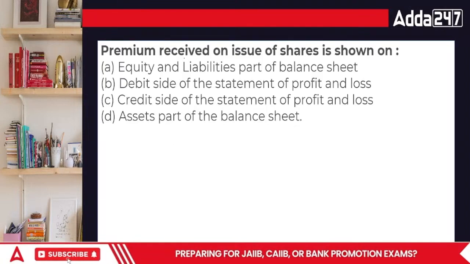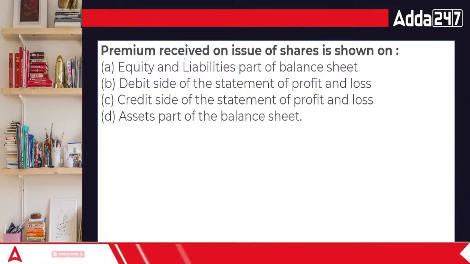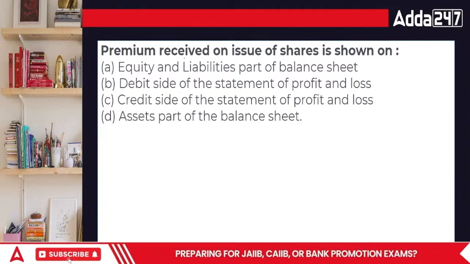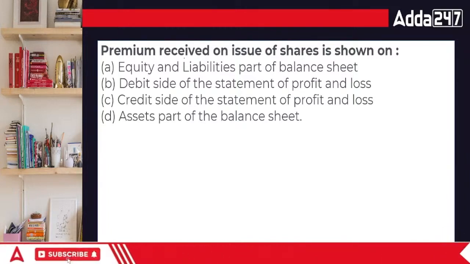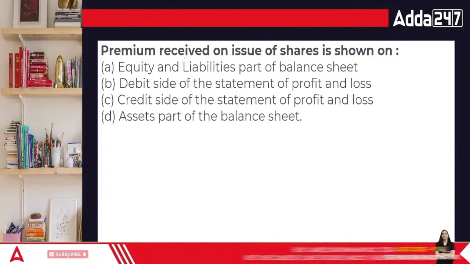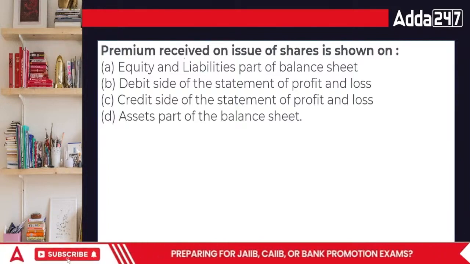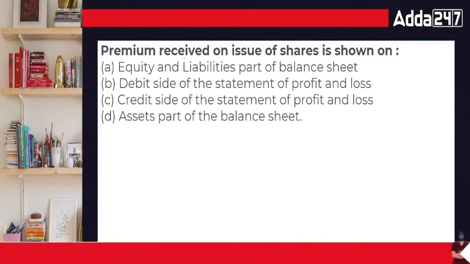The question says the premium received on the issue of shares is shown as. Everyone, the premium received on the issue of shares is shown on which side? Whenever we are issuing shares, we ask them to pay more. Equity and liabilities as part of the balance sheet, debit side of P&L, credit side of P&L, or part of assets in the balance sheet. What would be the answer in this case?